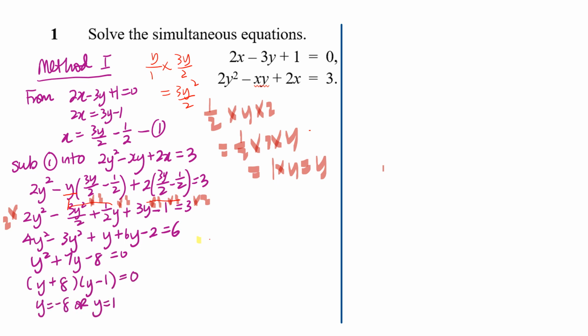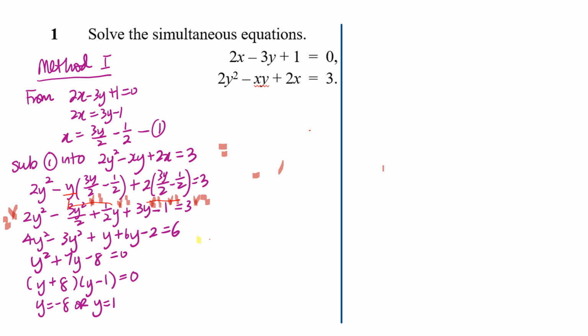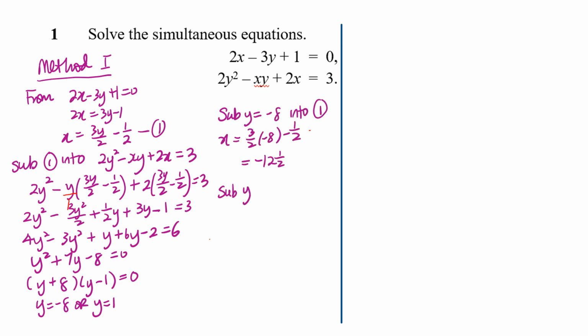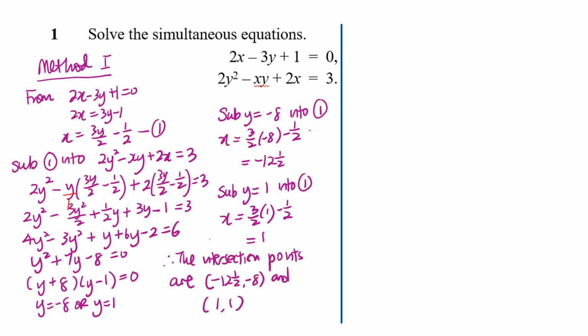All right. And you will end up having a quadratic equation involving y, where you can just factorize it to find the values of y. After finding the values of y, you have to substitute into equation 1 to find the values of x. So the two intersection points will be (negative 12.5, negative 8) and (1, 1).